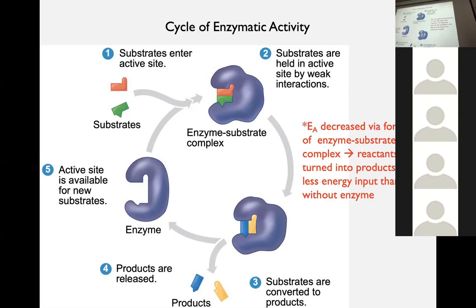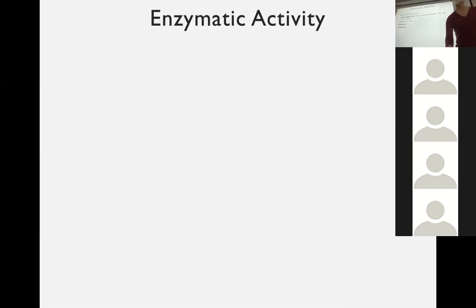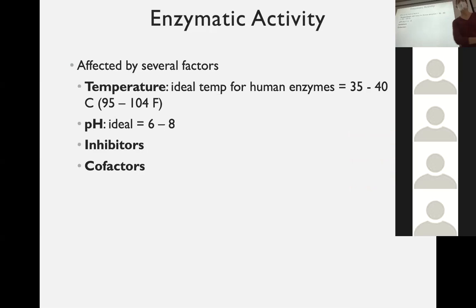Okay, so that's generally how an enzyme works in a basic sense. How well enzymes work is affected by a few different factors. Temperature is really important. Our enzymes in our body work best between 95 and 104 degrees.